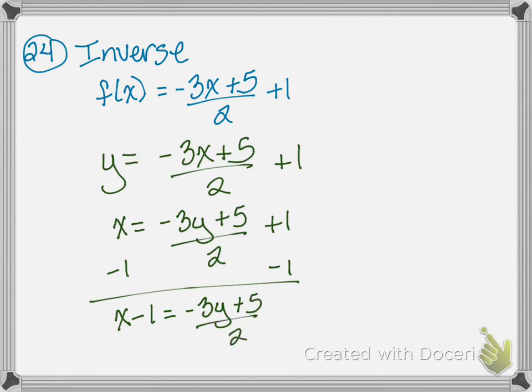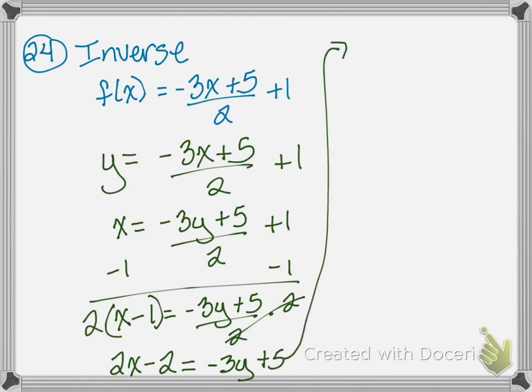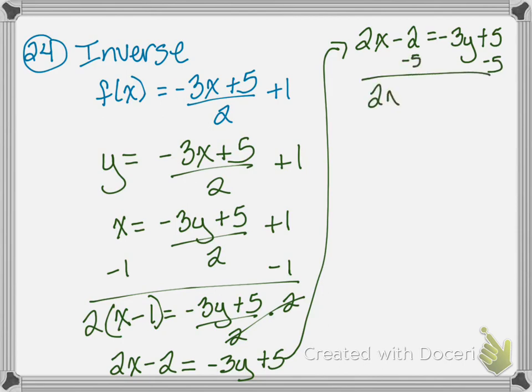Okay? Now I'm going to multiply by 2 on both sides, and I can get rid of this here, but the thing you've got to do is over here, you've got to multiply it all by 2. So what I'm left with now is 2x minus 2 equals negative 3y plus 5. I am going to rewrite it up here just so we can do the algebra. So I have 2x minus 2 equals negative 3y plus 5. My next step then is to subtract 5 from both sides. So I have 2x minus 7 equals negative 3y.